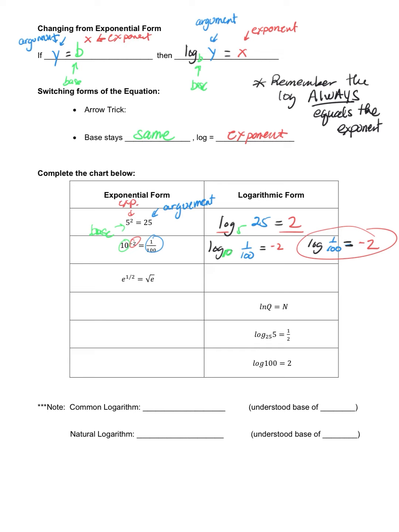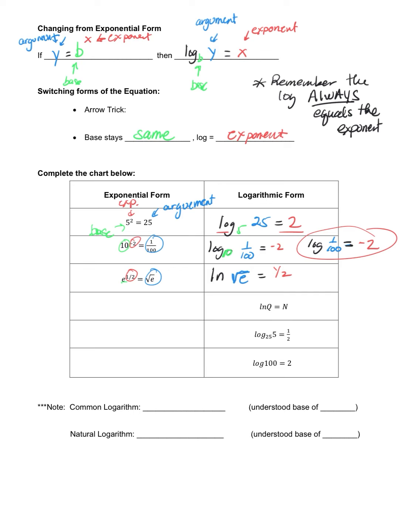Okay. All right. Now when we're dealing with this next one, our base is e. Here's our argument, and here's our exponent. Well, base e goes with natural log, so I'm just going to say the natural log of the argument, which is the square root of e, equals the exponent.